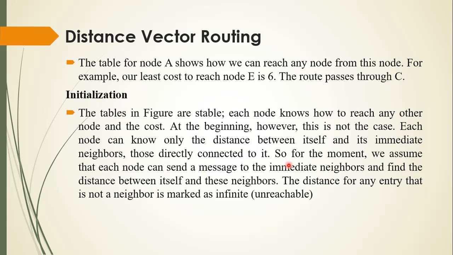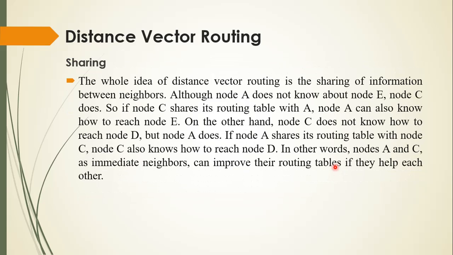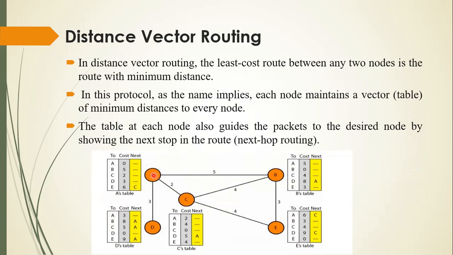So for the moment we assume that each node can send a message to its immediate neighbors and find the distance between itself and these neighbors. The distance for any entry that is not a neighbor is marked as infinite. So initially this does not happen. The whole idea of distance vector routing is the sharing of information between neighbors. Although node A does not know about node E, node C does. Here A is not a neighbor of E, so A has no information about E, but C has. C and E are neighbors.